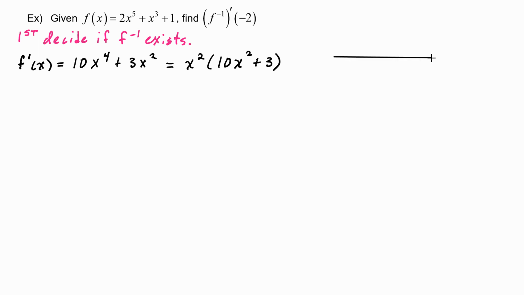Now looking at the sign graph, the only critical number we have is 0. And looking at test points, if we pick a negative 1, then f prime is positive. If we pick a positive 1, then f prime is positive. So f is monotonic increasing in this case, it would also work if it was monotonic decreasing.